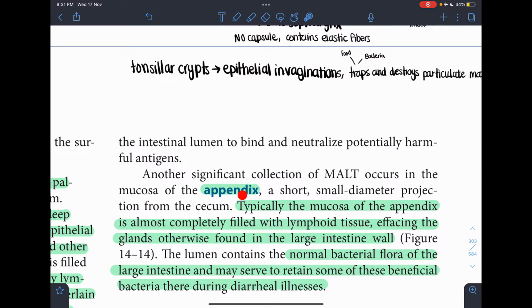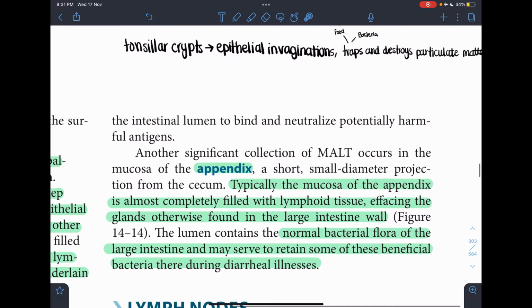And typically the mucosa of the appendix is almost completely filled with lymphoid tissue, effacing the glands otherwise found in the large intestine wall. The lumen contains the normal bacterial flora of the large intestine and may serve to retain some of these beneficial bacteria there during diarrheal illness.